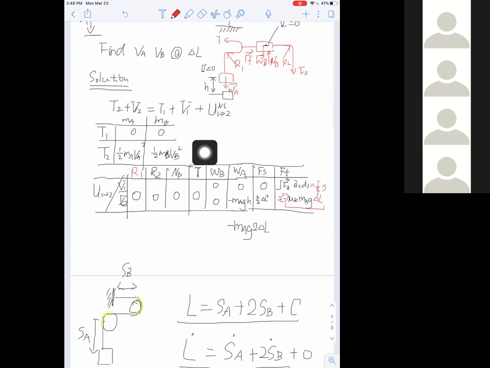So if we go back to here, the first table, T1, T2, will tell you all the kinetic energy inside of your work energy equation. That's T1 and T2. The second table we created will give you all the potentials and the work done in the system, which will give you V2, V1, and this U, the work done by the non-conservative force. In this case, would be the friction force.